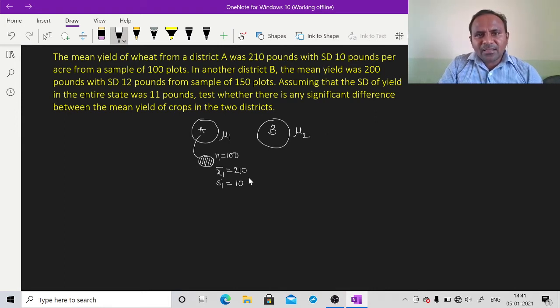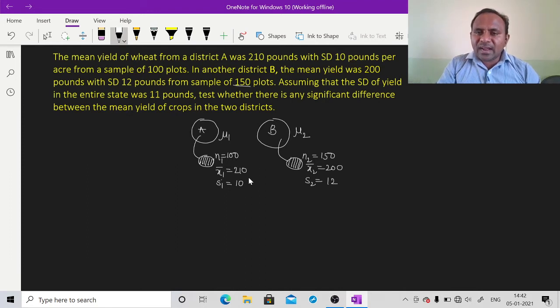Next, from another district B, the mean yield was 200 pounds. Suppose we have collected another sample from this district consisting of 150 plots, so N2 is equal to 150, whereas this is N1. The mean yield of this sample of 150 plots is 200 pounds, as mentioned in the question, with standard deviation S2 equal to 12 pounds.